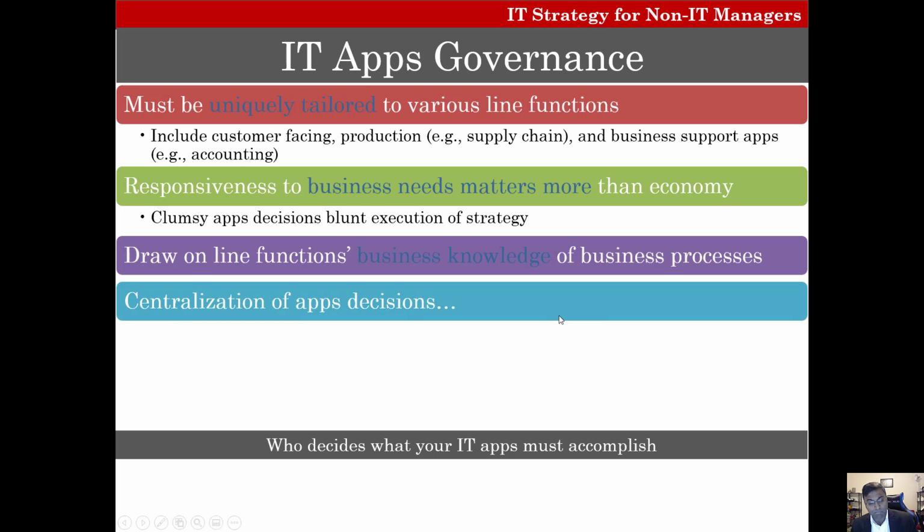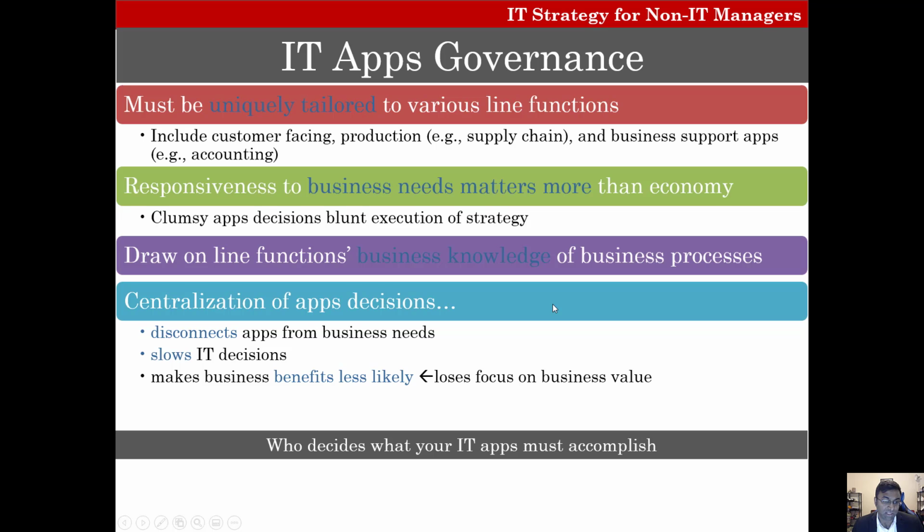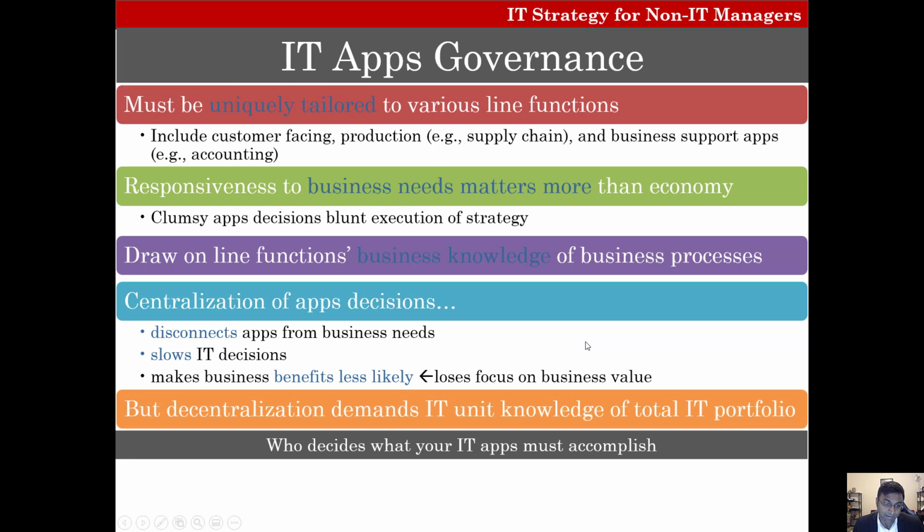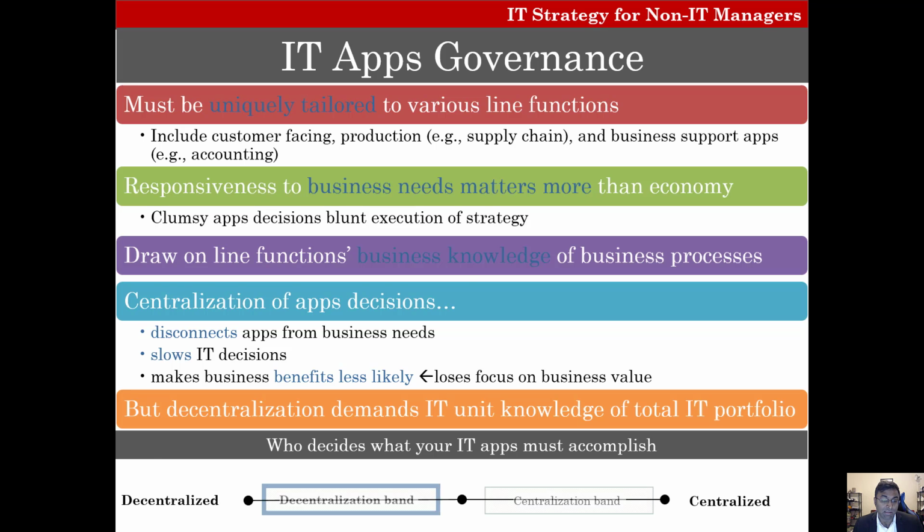It might be important to decentralize these decisions, because centralization disconnects the applications from business needs, slows IT decisions, and makes business benefits less likely, because you don't focus on the business value and are more focused on the technical side. But decentralization demands IT unit knowledge of the total IT portfolio also. So IT cannot be disconnected from this, but it might be that this is more in the decentralization band than in the centralization band.